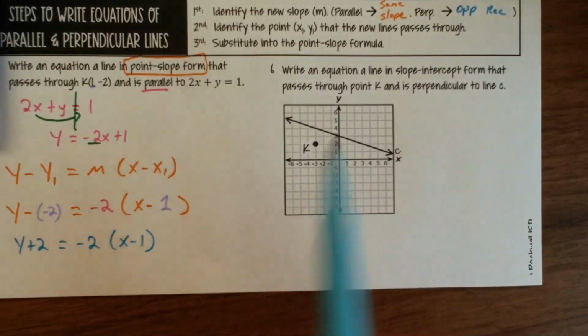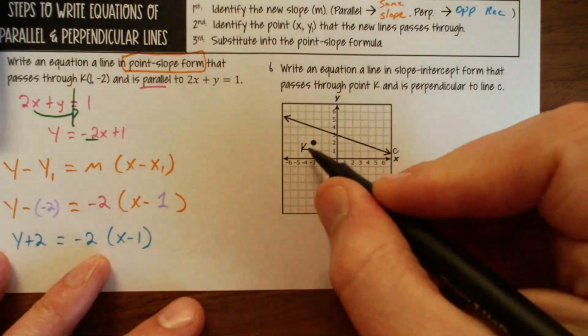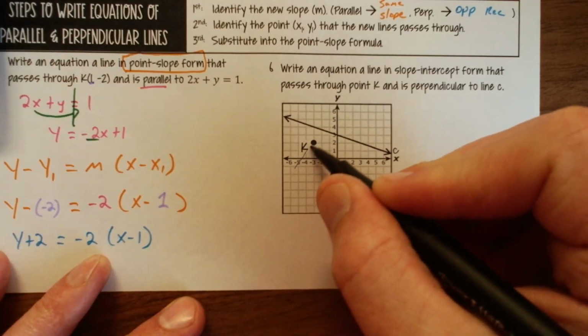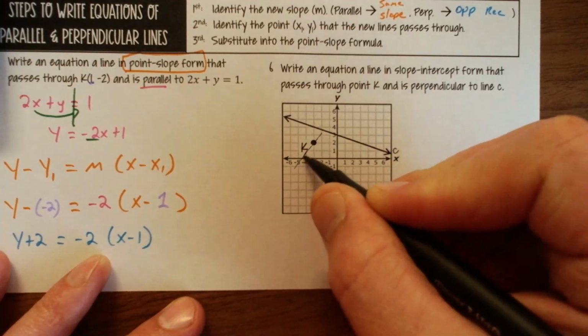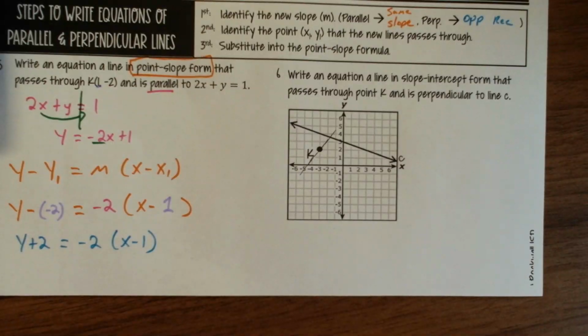This is a very common one to see. It says write an equation of a line in slope-intercept form that passes through the point K and is perpendicular to line C. So I need a line that looks something like this, that goes through this point and cuts through here. So let's go ahead and figure this out.